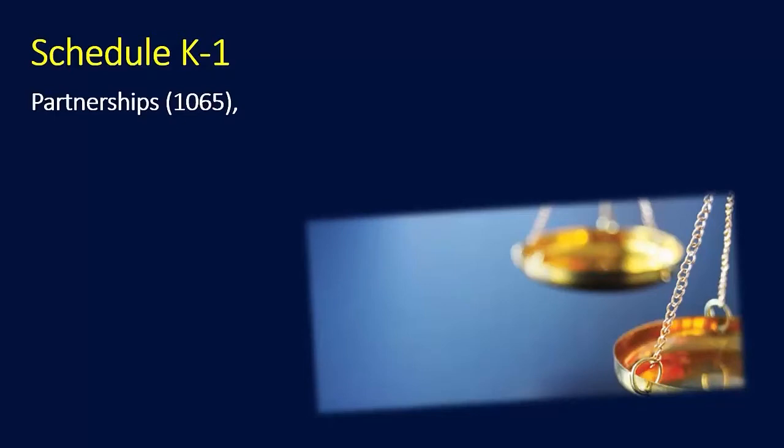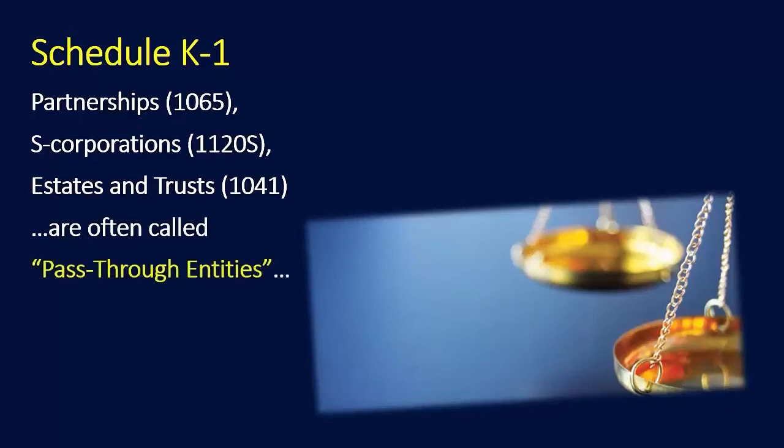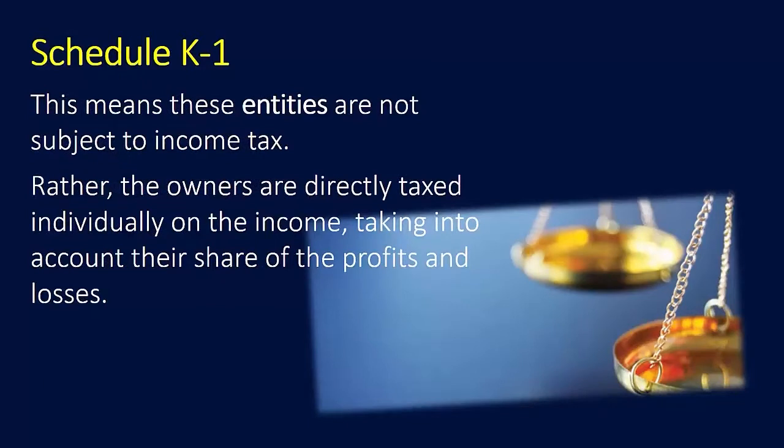Now, as we said, Schedule K1s come from partnerships, S corporations, estates, and trusts. Now, these entities are also called pass-through entities. In other words, the income passes through the entity to the individual taxpayer. These entities aren't subject to income tax. Rather, the owners are directly taxed individually on the income, taking into account their share of the profits and losses.